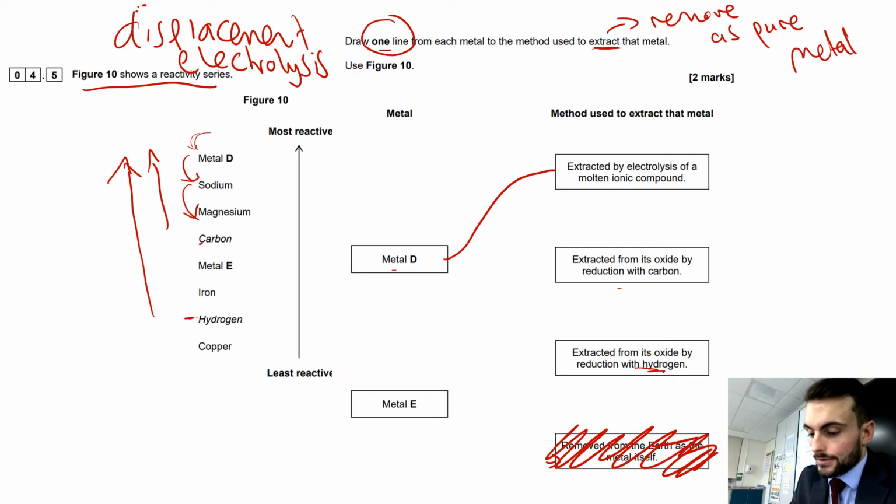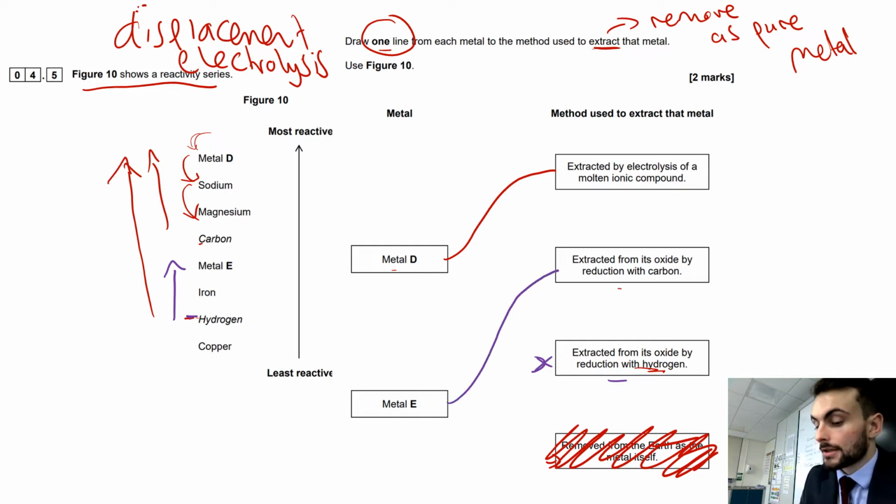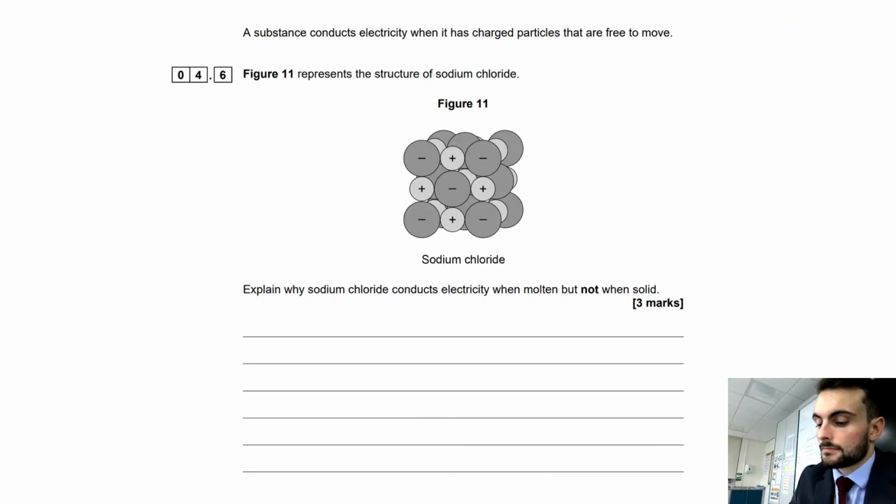And then if we look at metal E, we can do the same again by process of elimination. Is it extracted from its oxide by reduction with hydrogen for metal E? Well, hydrogen is below metal E on the reactivity series, so hydrogen would have to be higher up for it to be able to displace it, so it can't be that one. So it must be the reduction with carbon. And we can check it because carbon is higher up on the reactivity series than metal E, so carbon will be able to displace metal E in a compound.